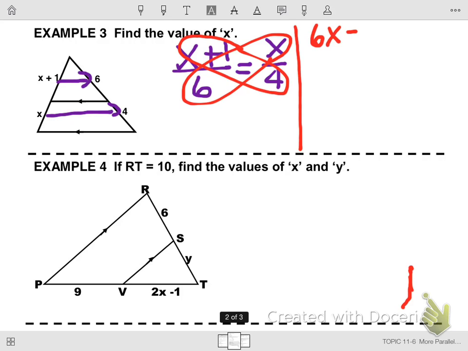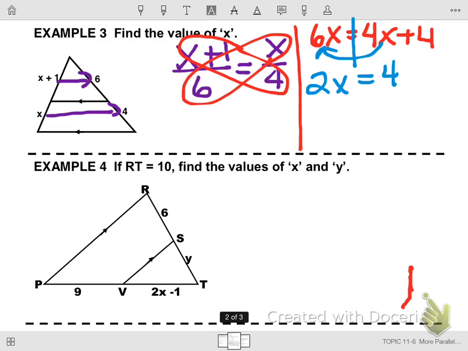6x equals 4x plus 4. Since we have to solve for x, then I want to put the variable on this side. If I cross the line, I got to change the sign. So 2x equals 4. So what number times 2 gives you 4? X equals 2, for example 3.